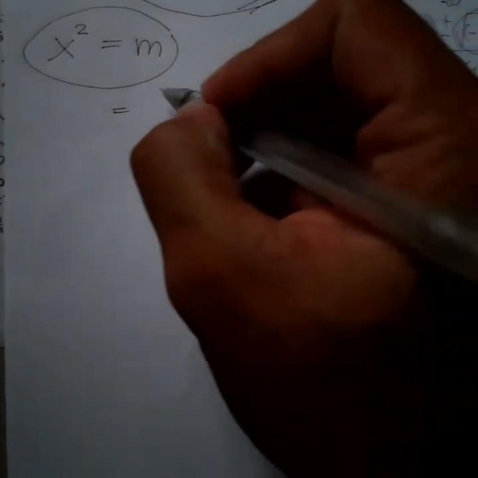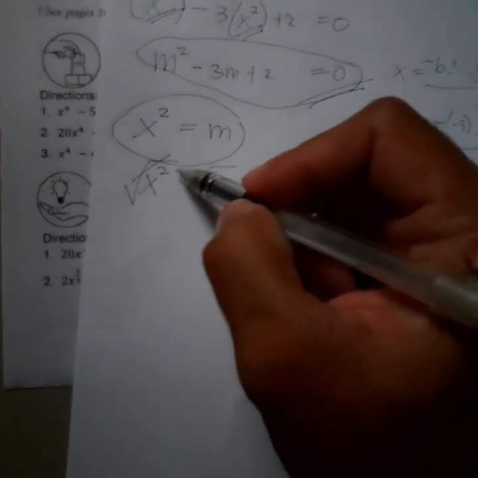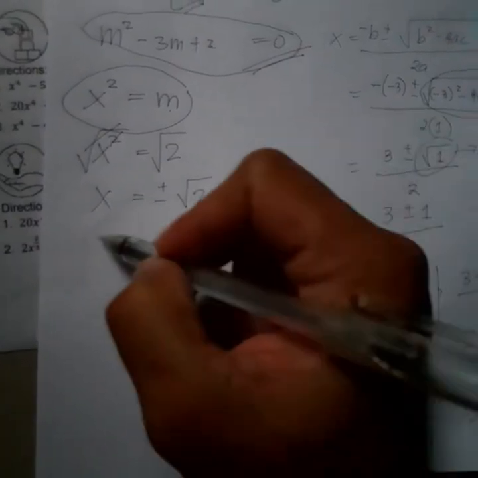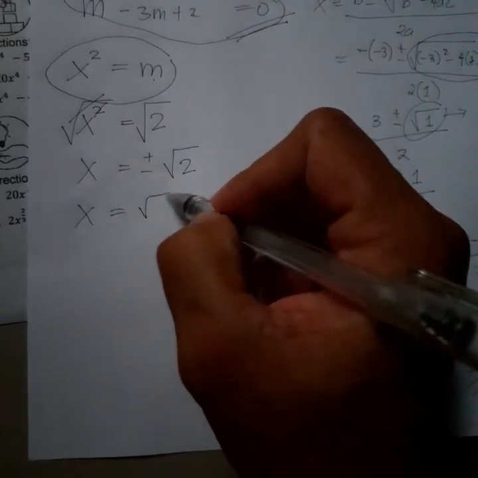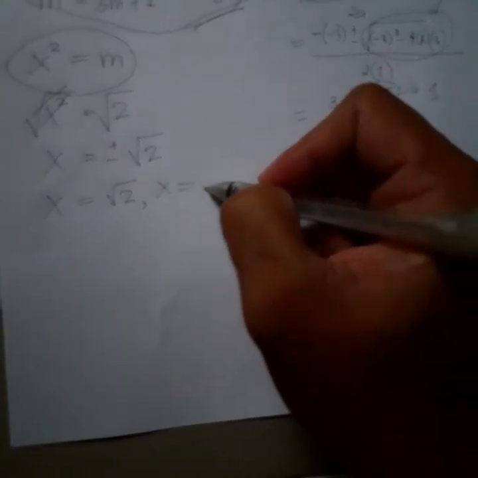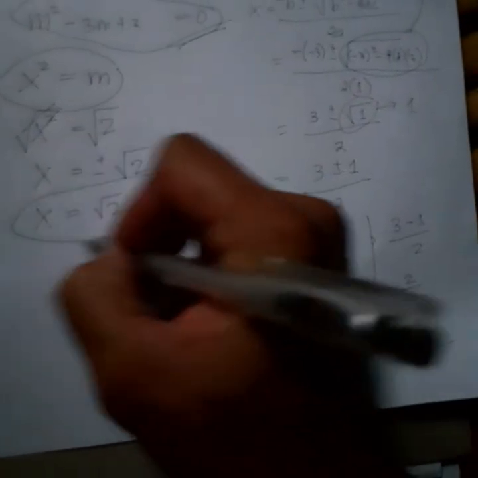Let's try to solve for m equal to 2. We have m equal to 2, copy x squared. Next, put a radical sign to solve for x. Then we cancel the radical sign and the squared. This will become x equal to plus or minus the square root of 2. Or x equal to square root of 2 and x equal to negative square root of 2.